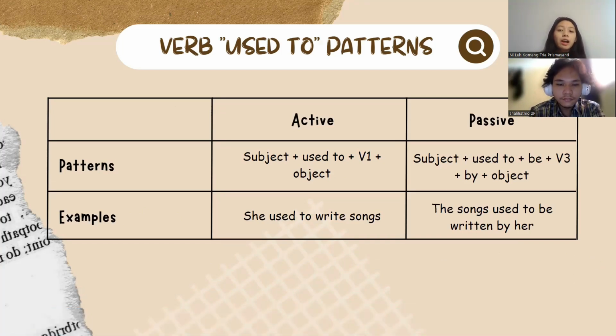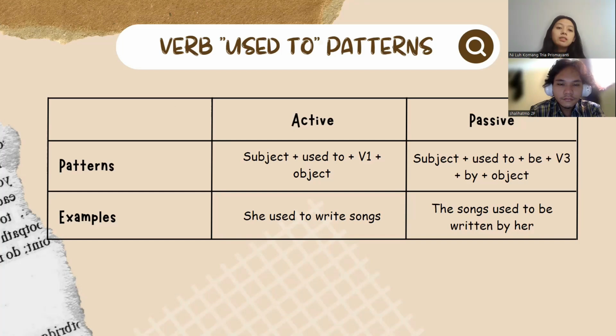Verb used to, we can change from active to passive. So the active pattern is subject plus used to plus verb 1 plus object. The passive form of used to is subject plus used to plus be plus verb 3 plus by plus object. Remember, every kind of tense, every kind of passive form always uses verb 3.